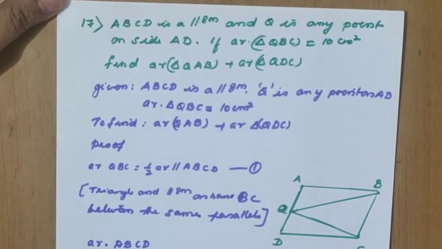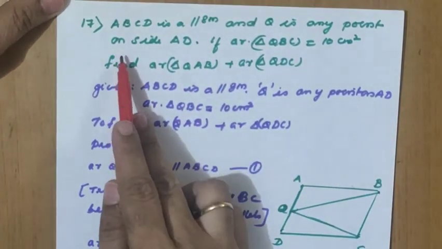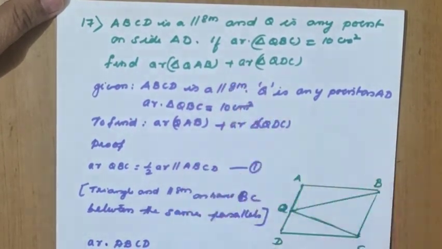ABCD is a parallelogram and Q is any point on the side AD. If area QBC is 10 cm square, find area of the triangle QAB plus area of the triangle QDC. This is question number 17, again a chapter 9 question.